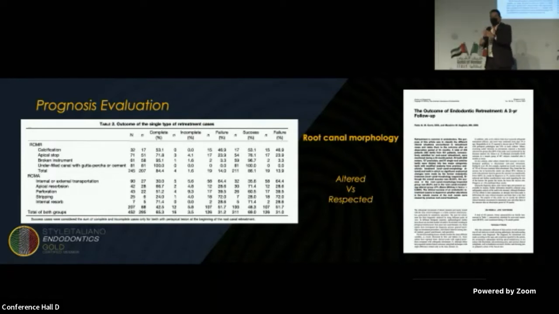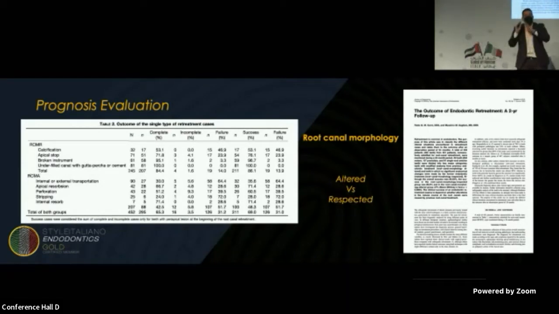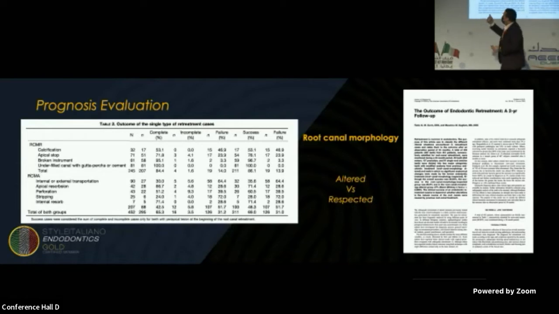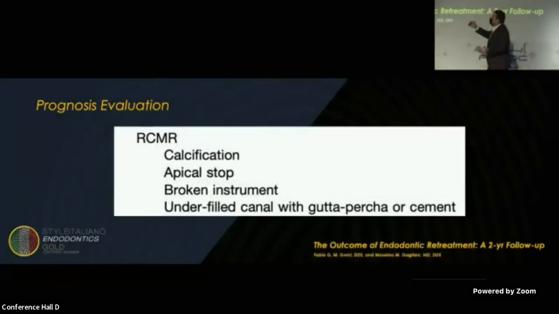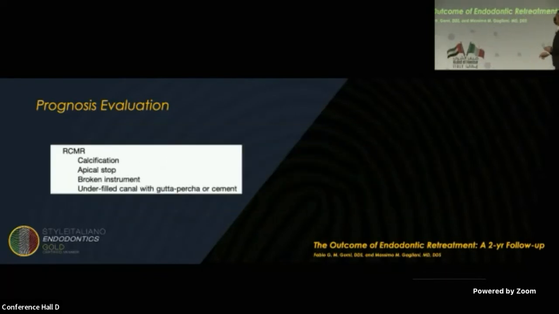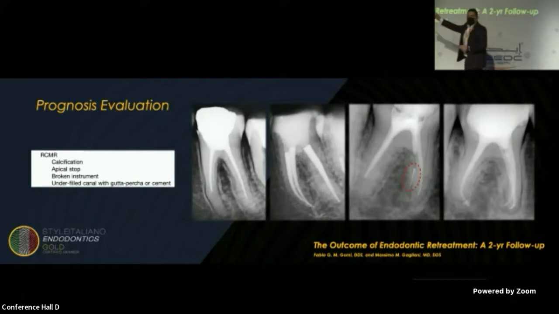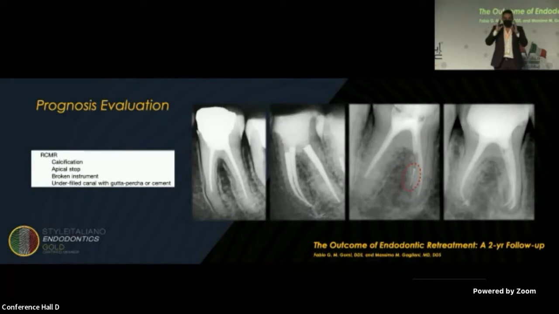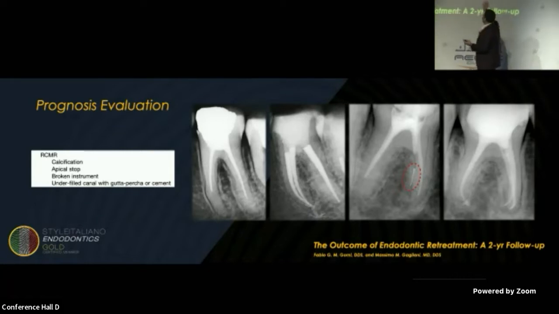Because if I have a separated file and I'm able to remove it and reshape the canal, there is no alteration in the root canal anatomy. But with perforation, the anatomy is already altered. So if I have cases like calcification or apical stop, broken instrument, underfilled canals, in these cases we actually have a good prognosis. In the first case, as you can see, we have short obturation. Just remove it, reach working length, you maintain the shape of the canal, no alteration, so prognosis is good. Same for a broken file or separated files that you're able to remove. Still we have a good prognosis.